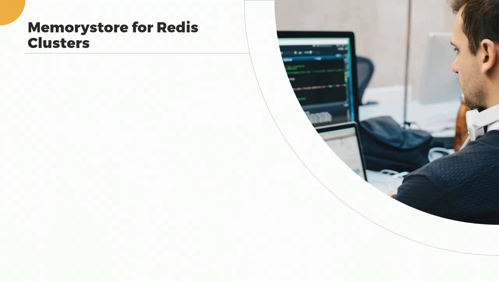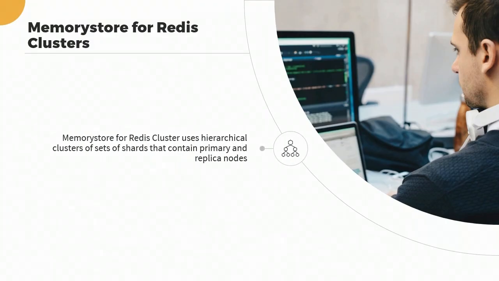So we have these things called hierarchical resource structures. Memorystore for Redis clusters uses these hierarchical clusters, which are a set of shards that contain primary and replica nodes. This is important. If we think of a shard as a section of our data, each containing a subset of what's known as our key space, each shard in a Memorystore cluster is composed of one primary node and two replica nodes.